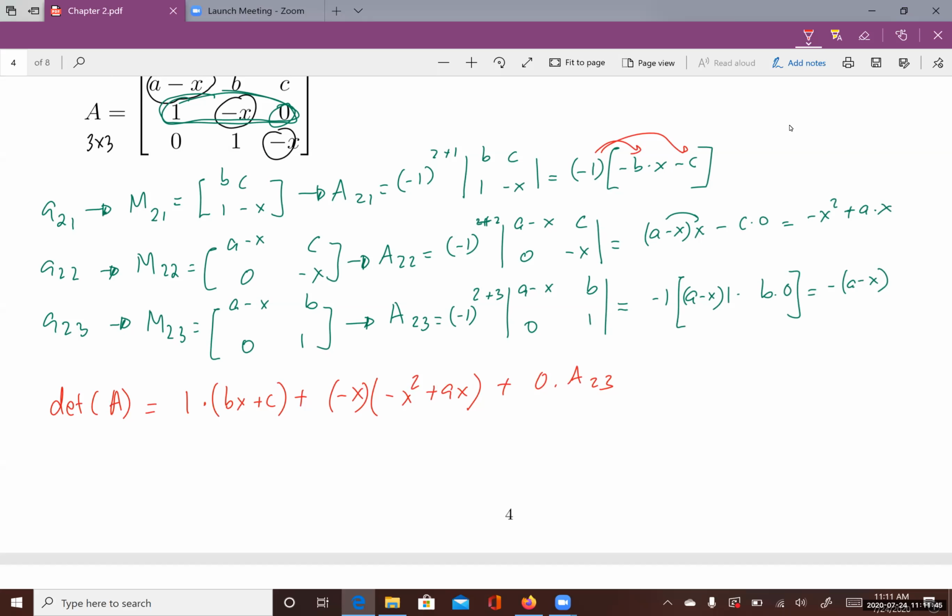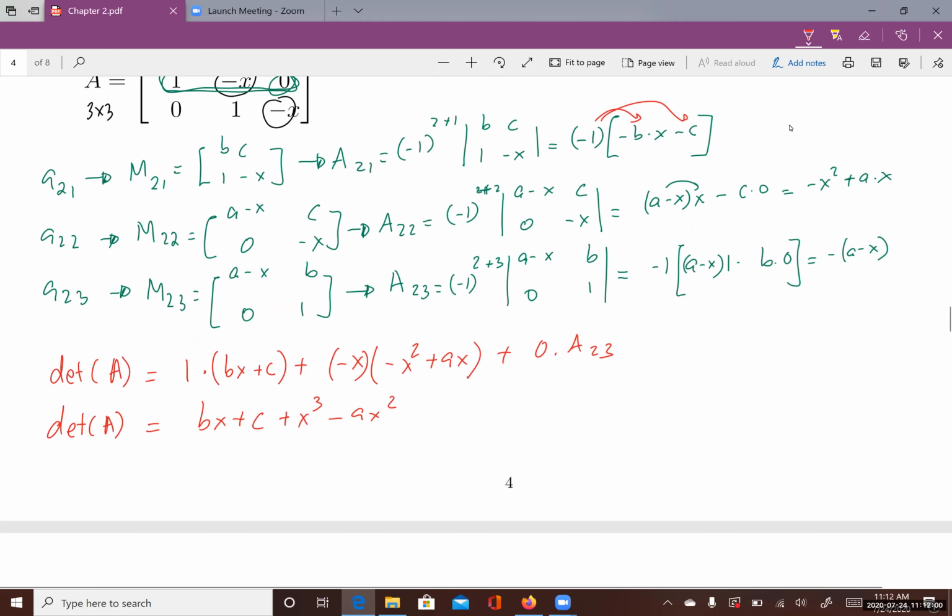So then now I would have bx plus c, right? And this is going to be plus x cubed minus ax squared. This is the determinant of A. If I rearrange all the terms in descending order, I would have x cubed minus ax squared plus bx plus c as my determinant of A.